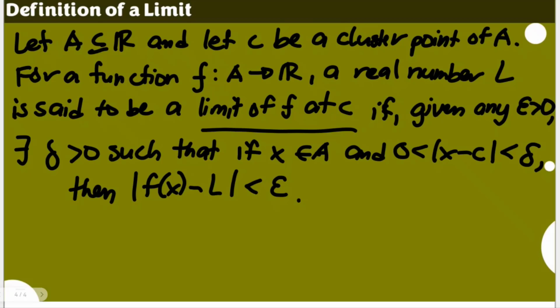Again, we have here A subset of the set of real numbers and C be the cluster point of A, which may or may not be an element of A. So for a function f, we have L as the limit of f at C. Given any epsilon greater than 0, there exists delta such that if x is an element of A and we have this distance between 0 and delta, then we will have this form.